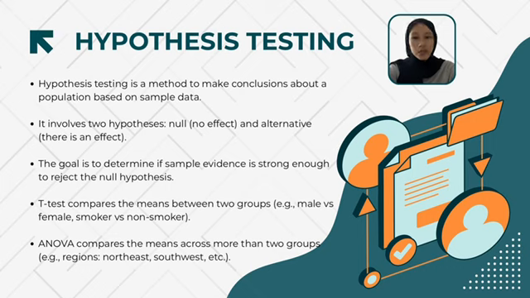For instance, we can use ANOVA to check if insurance charges or BMI vary by region, such as Northeast, Southeast, Southwest, or Northwest. In conclusion, hypothesis testing along with the t-test and ANOVA are powerful tools that help us make informed decisions based on real data and not just assumptions.